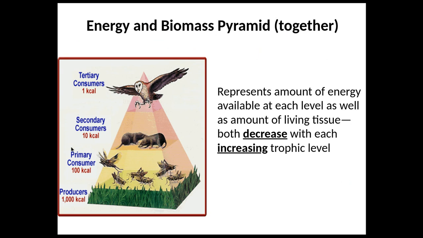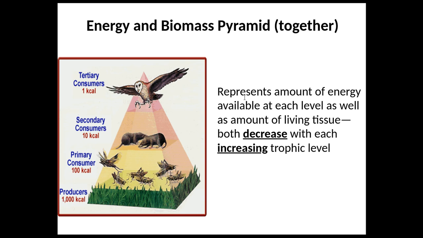So looking at our energy and biomass pyramids together, we have the biomass that's representing the pictures. So the most biomass is at the bottom as the producers. Looking at the energy, 1,000 kilocalories. 10% is transferred to the next, which is 100 kilocalories. 10% is transferred to the primary carnivores here, which is 10. And then at the fourth trophic level, 1 kilocalorie is left.